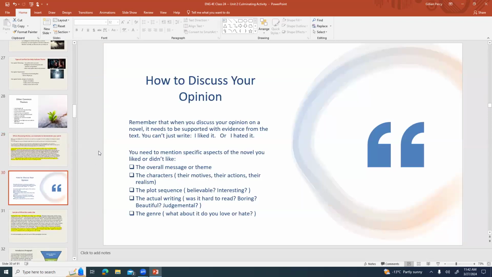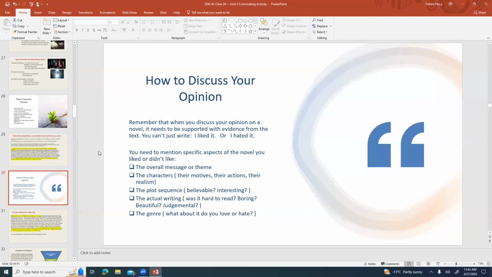Going on, there needs to be a paragraph where you're discussing your opinion about a novel. Remember that when you discuss your opinion, you need to support it with evidence from the text. You cannot just say, I liked it or I hated it. You need to be way more specific. In fact, you're going to need to write an entire paragraph about it.